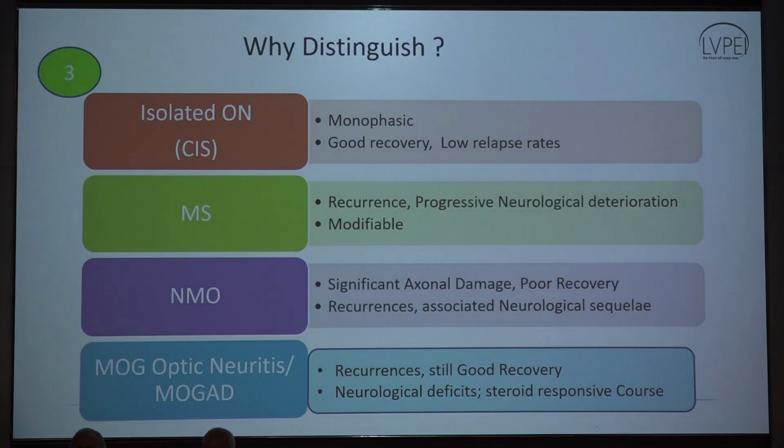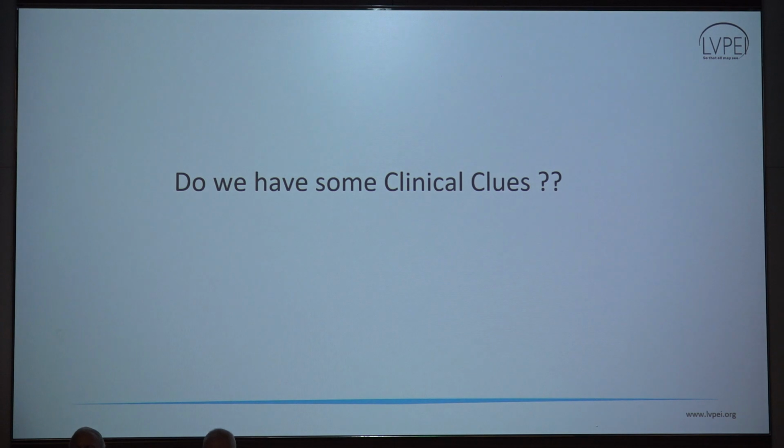But why is it important for us to distinguish between the final underlying etiology? It is so because the chances of recurrence are different in each disease, as well as the amount of damage that can happen and the progressive neurological disability that can happen is different with MS and NMO. So, do we have some clinical clues?